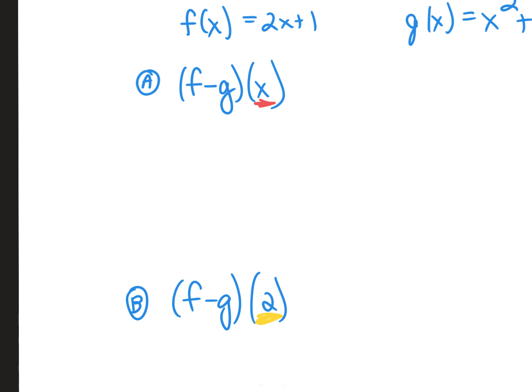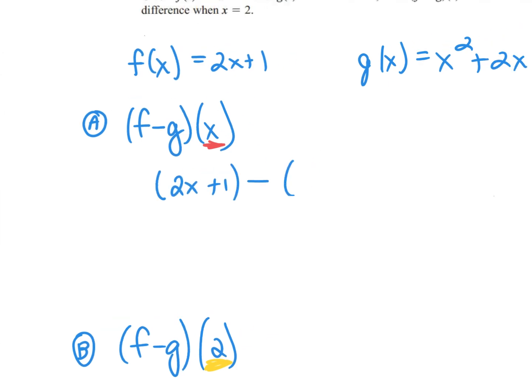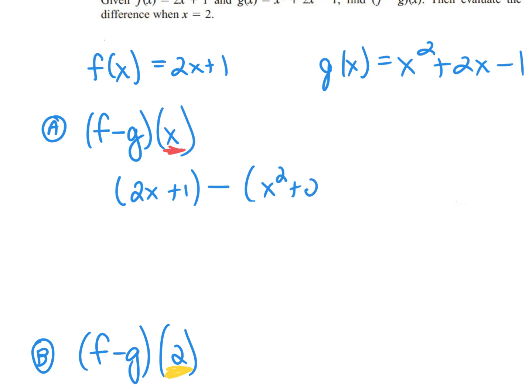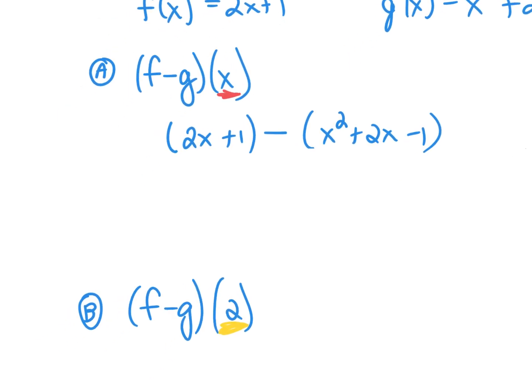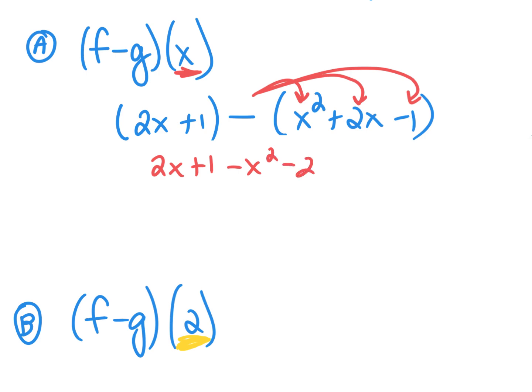If you have a number here, then your answer should be what? A number. So all this is saying is take the f function. What is f? 2x plus 1. Subtract the g function. x squared plus 2x minus 1. Do we know how to do this? Do we know how to add and subtract polynomials? Tell me, Nick. We have to do what with this? We have to distribute this, right, behind here before I can combine like terms. So this is 2x plus 1 minus x squared minus 2x plus 1.